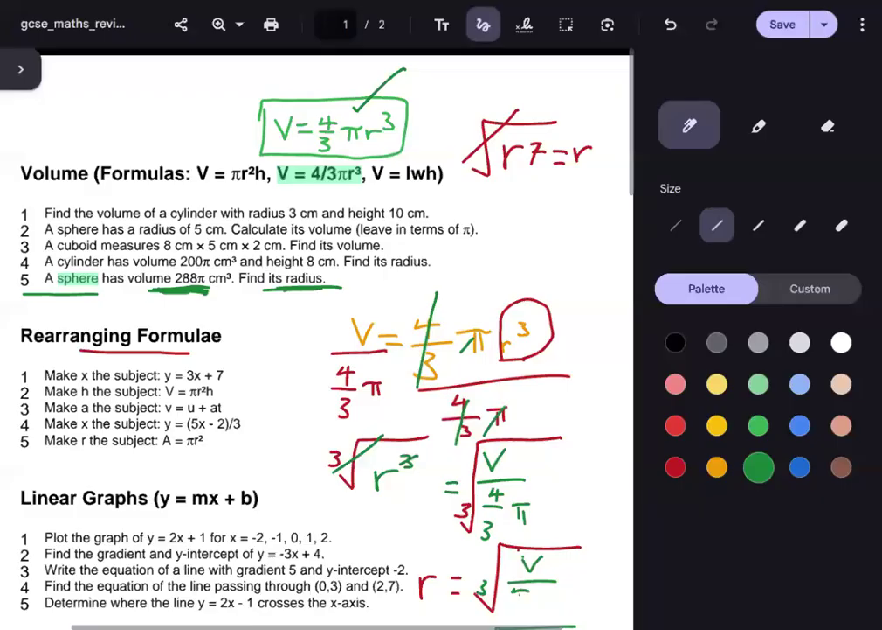4 over 3 pi. Now we have our new formula. All we need to do is make V 288 pi. We'll substitute 288 pi in the place of V, and then we'll put that into our calculator and we'll find r. Can you do that for me?